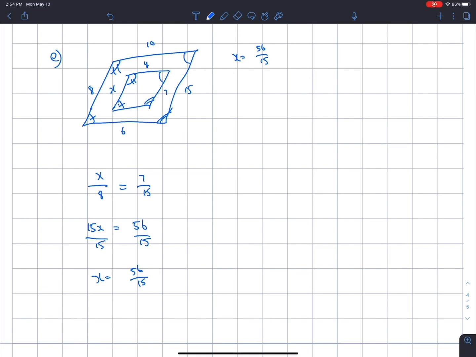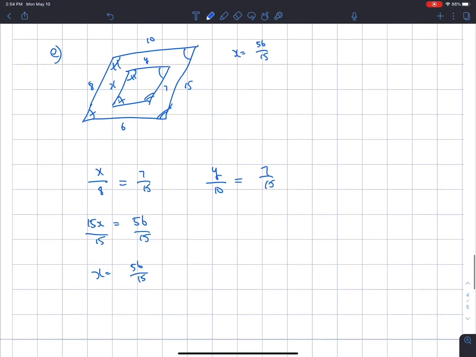To find y, we have y over 10 must equal 7 over 15. Once again, we cross multiply, we get 15 times y equals 7 times 10, which is 70, and then divide both sides by 15. I can divide both of them by 5. 70 divided by 5 is 14, 15 divided by 5 is 3. So y equals 14 over 3.